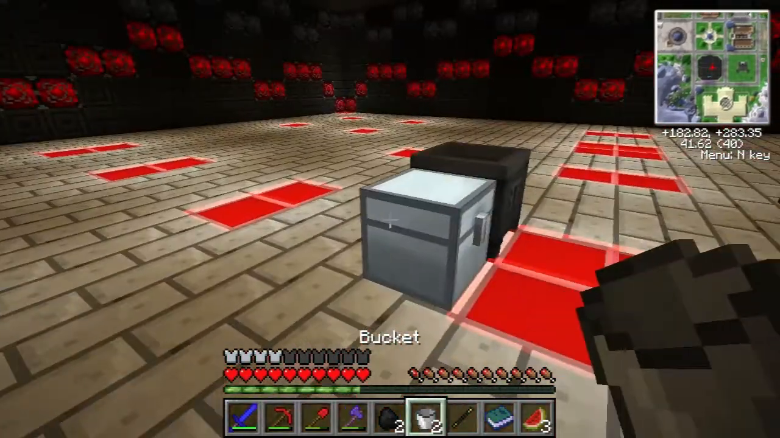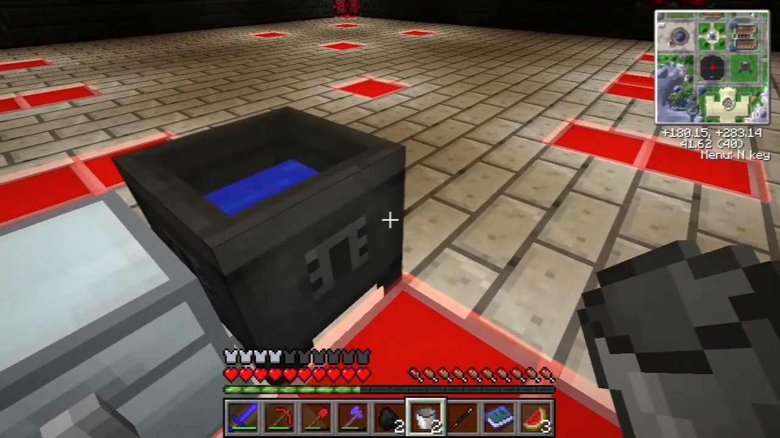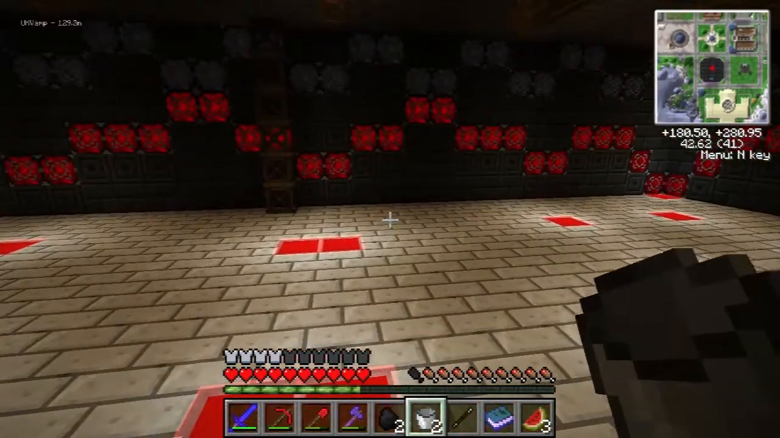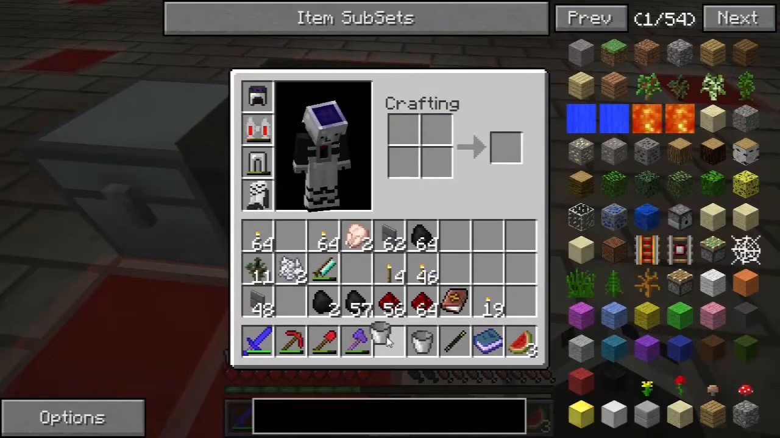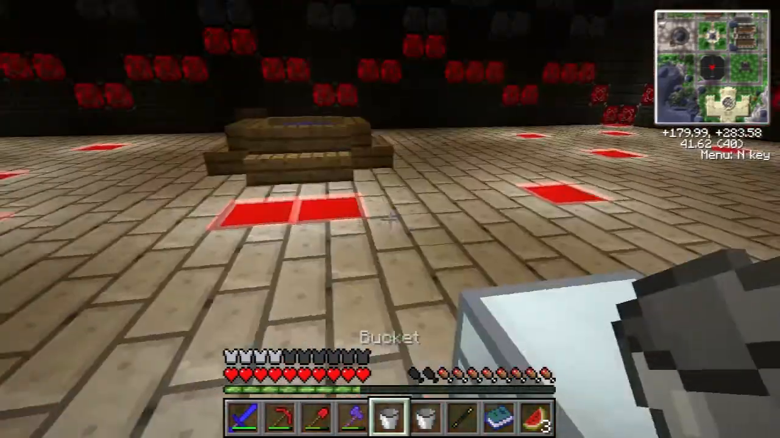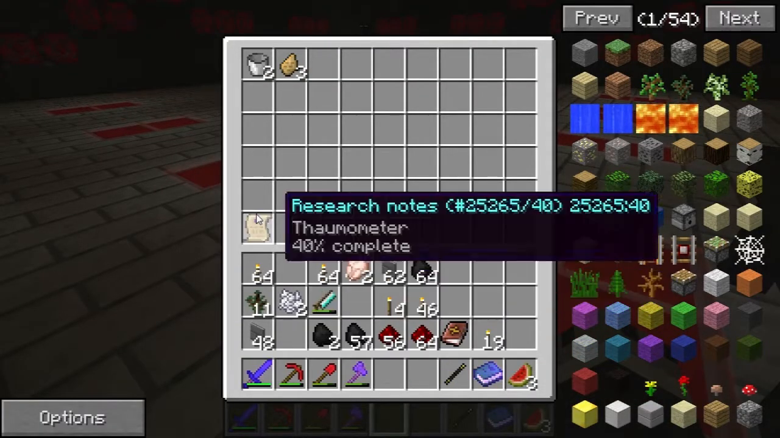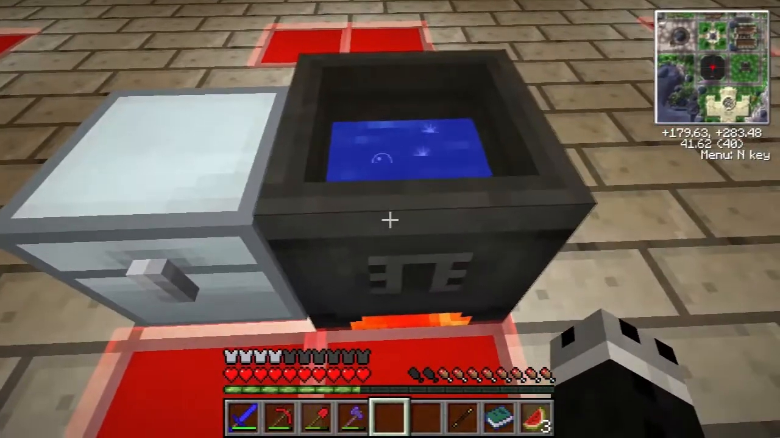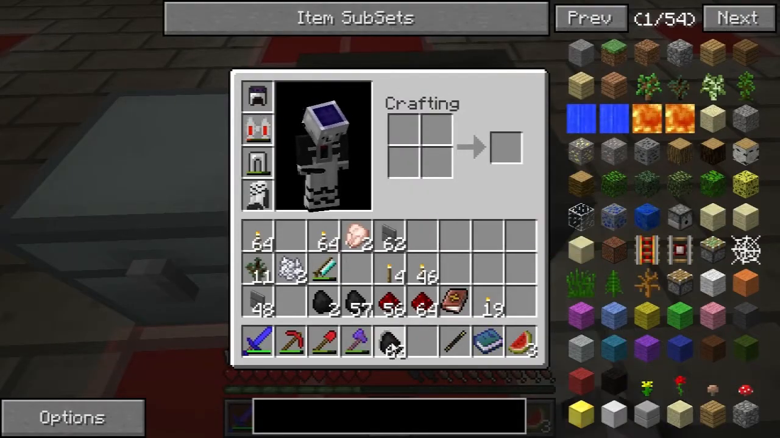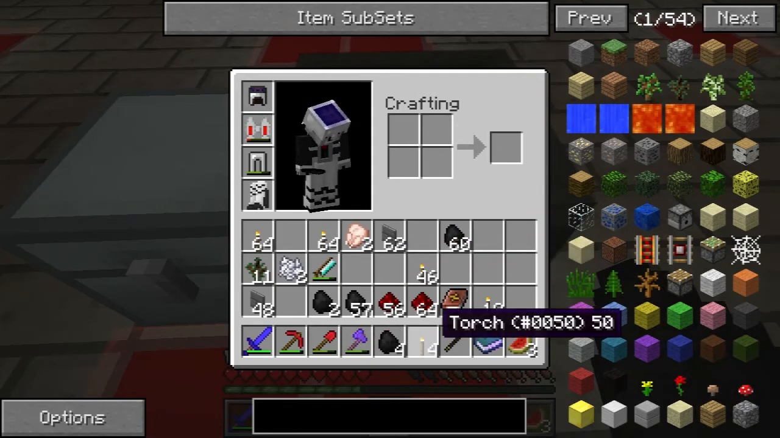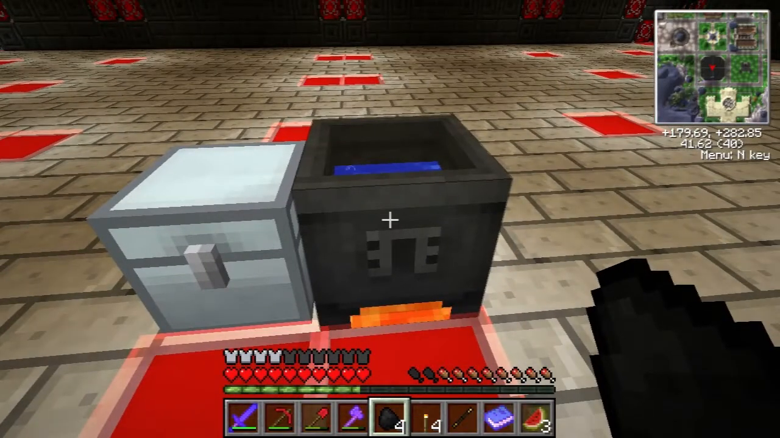Oh, right! It has to be heated. Dang it! Okay, so I went to the Twilight Forest and gathered up some lava from the various places Gary and I traversed. And so, just wait for this to kind of boil up. And we'll see what I can do.